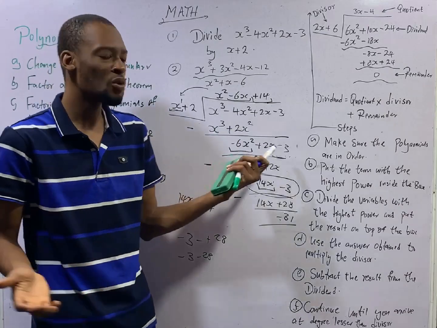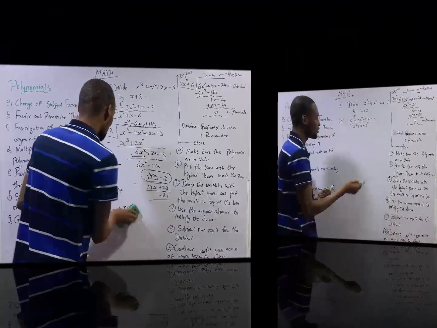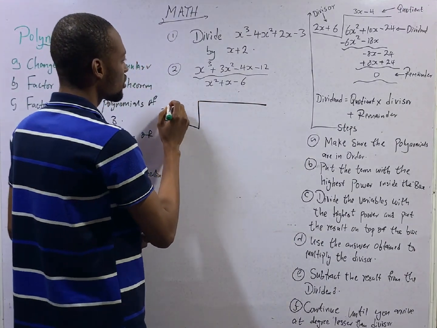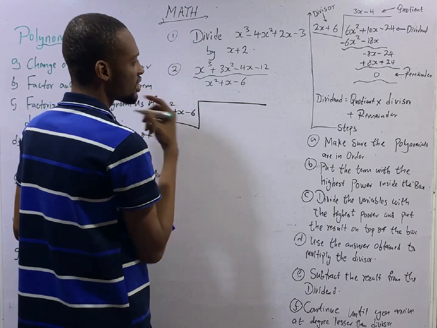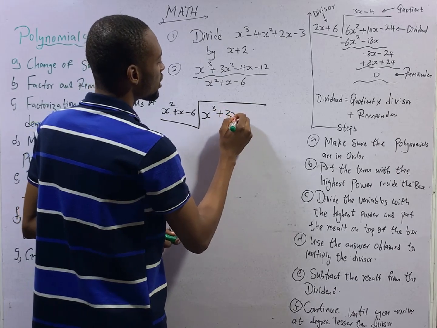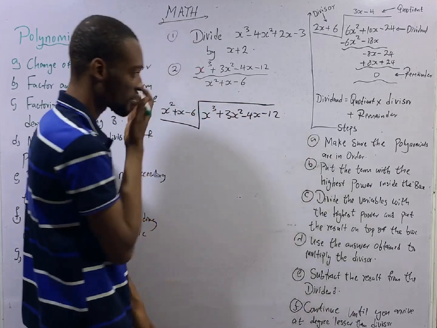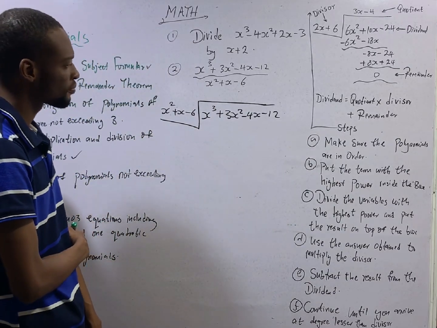Let me take you through the second question so you get used to long division. Here you will have something like this: s squared plus s minus 6. Then here s raised to the power of 3 plus 3s squared minus 4s minus 12. This is it. What do we do?